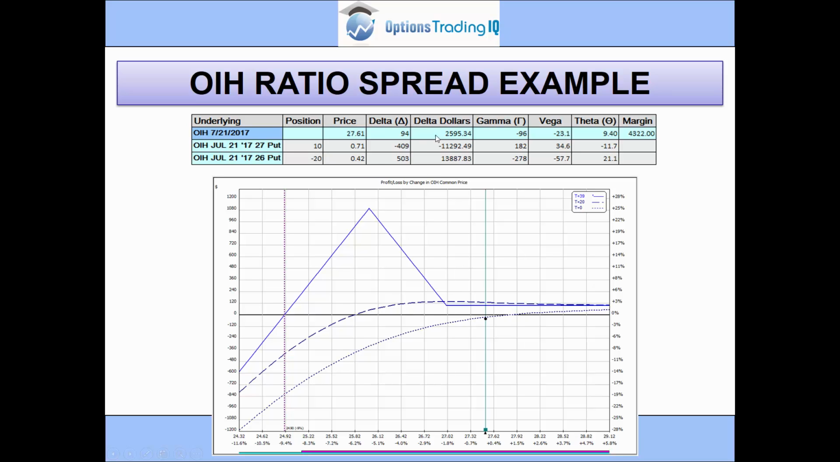We've got positive delta again, similar delta dollar figure, about 2,500. And similar Greeks in terms of gamma, vega, and theta. Margin's a little bit higher in this case, 4,300. So the income potential in the trade's a little bit lower, only about $100 or around 2%.